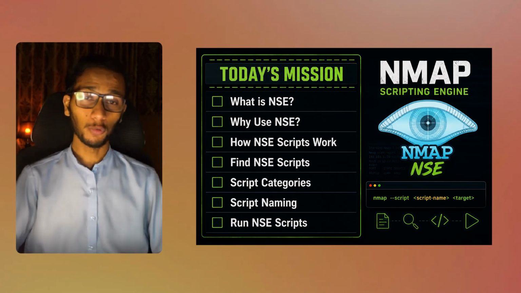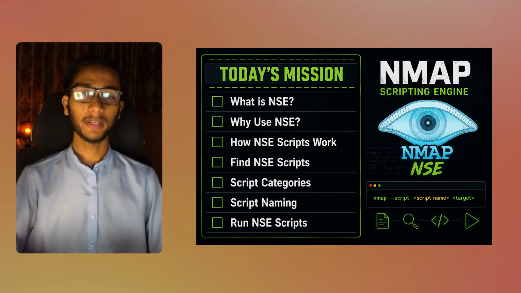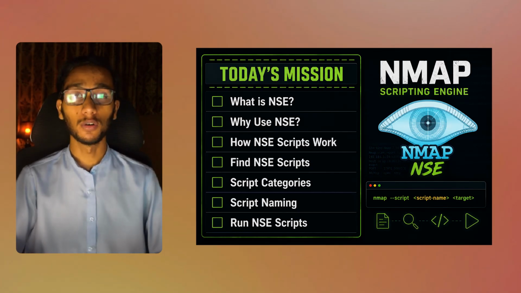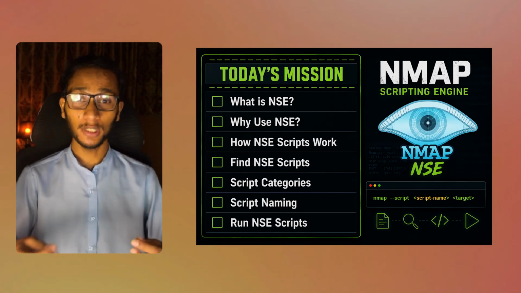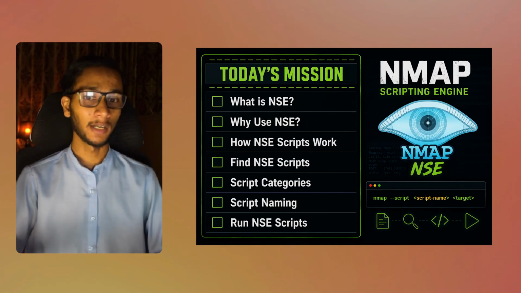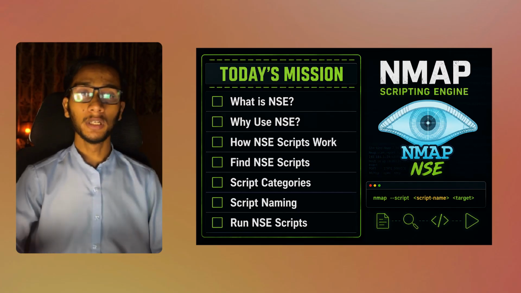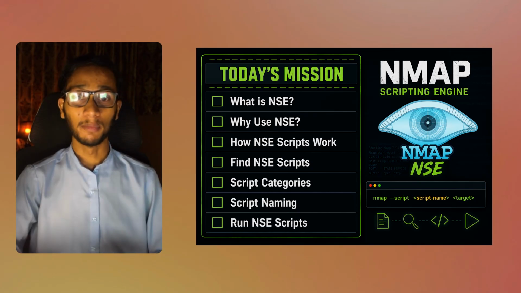Okay, let's talk about one of the most powerful features in Nmap. A normal Nmap scan can tell you that a machine is running Apache or SSH or SMB, and that is actually useful, but it doesn't tell you the whole story. What if you want to know the website title, whether it's running WordPress, whether there are hidden directories or login pages, or even if the service has known vulnerabilities?